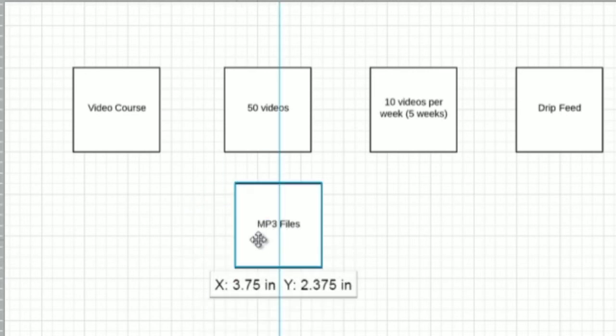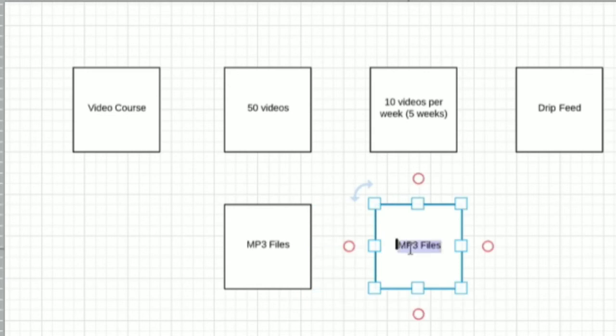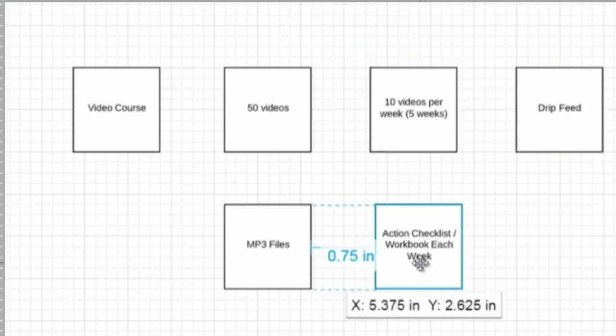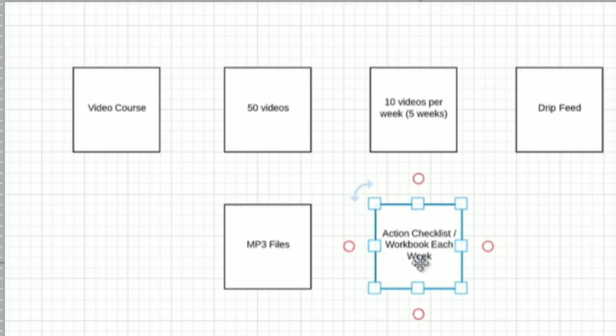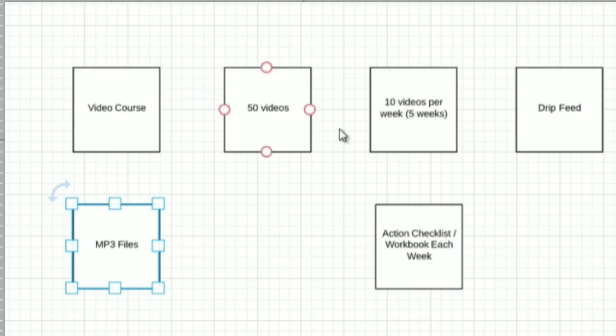And maybe to get them to actually complete the work, I'm going to include some sort of action checklist or workbook each and every week. So that means they get 10 videos per week, plus they also get this many things per week as well. So video course, MP3 files, those are just mediums. So if you can see here, I'm just kind of categorizing them. I'm not putting them in any order. I'm just kind of getting all my ideas on here.